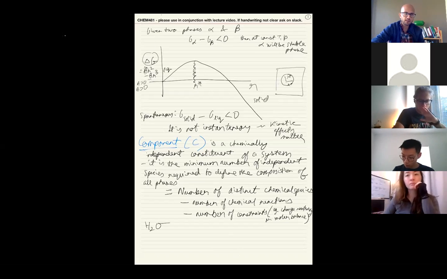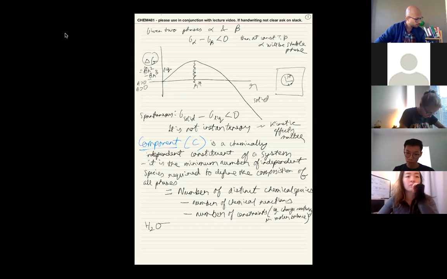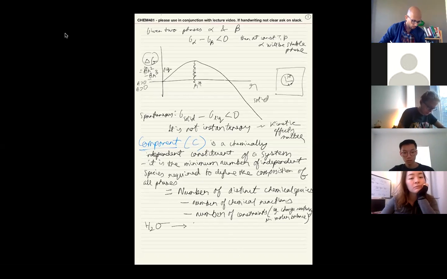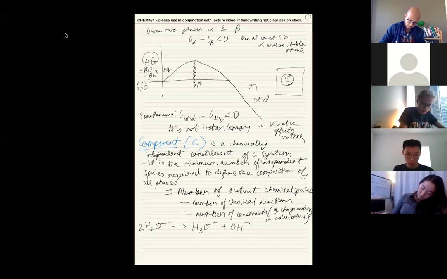So if you're looking at water, no problem, then the number of components is one. There is no reaction taking place. I have not given you any constraint. It's just one. However, on top of that, I tell you that water is undergoing this autocatalyzation of water reaction, which is 2H2O. So let me write it down. Just water, C is equal to 1.